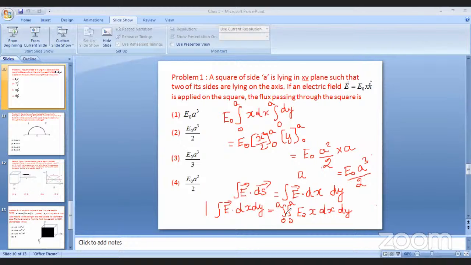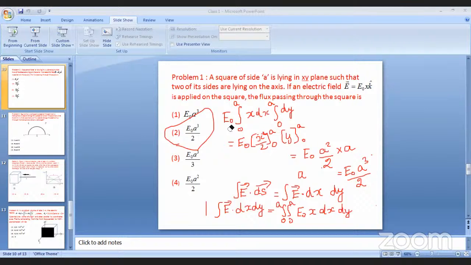So E is given by E naught into x. I have written it here, dx dy, and then I have to apply the limits. The limits are 0 to a. So integral 0 to a of x dx, integral 0 to a of dy. On applying the limits, I am getting E naught a cube by 2. That is option 2 here. So this is how you need to solve this numerical problem.